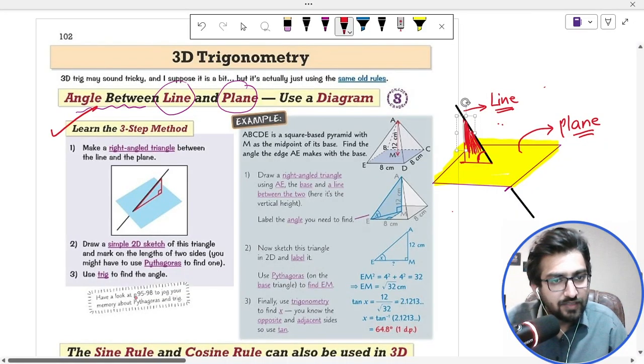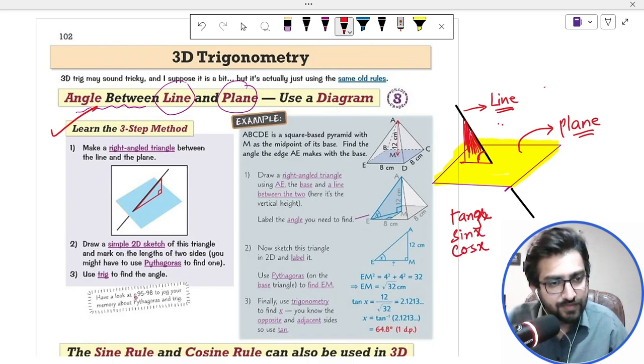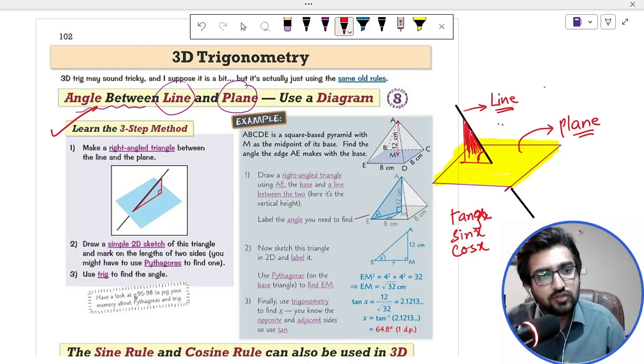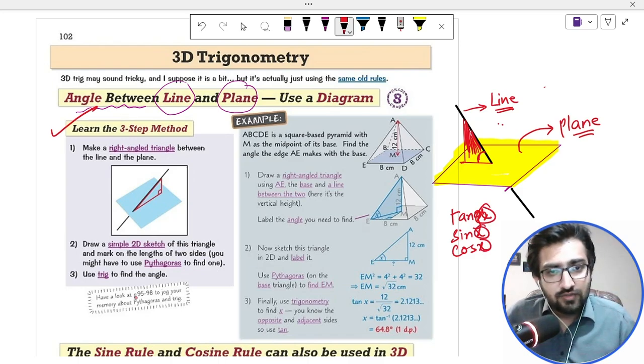What is trigonometry? Trigonometry is tangent theta, or tangent x, tan x, sin x, cos x, which I explained to you in the first lesson of this chapter. So you can apply those trigonometric ratios in order to solve for that angle. That is actually x. This x is the angle. Now let's solve a question.